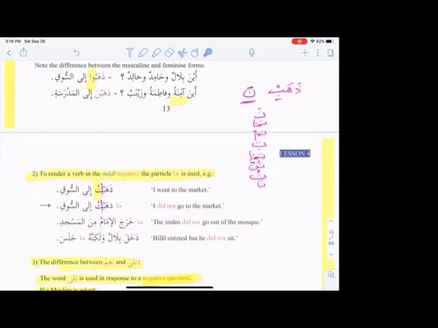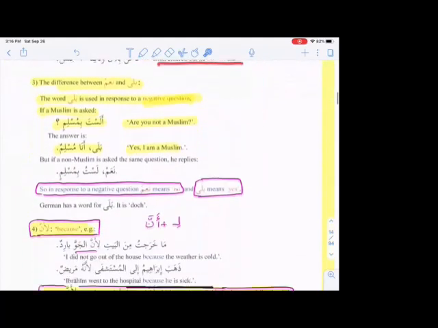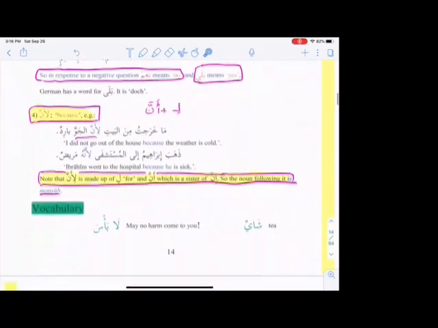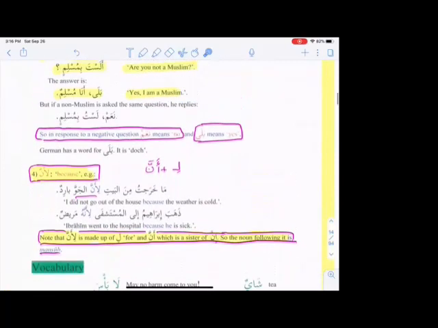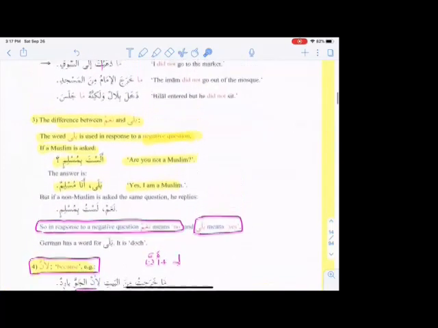Dakhala Bilalun walakinahu ma jalasa. What is it? Bilal entered. Dakhala Bilalun walakinahu ma jalasa. But he did not sit. That's the way we do it. Maybe I want to finish this. It finishes here. Here everything finishes.